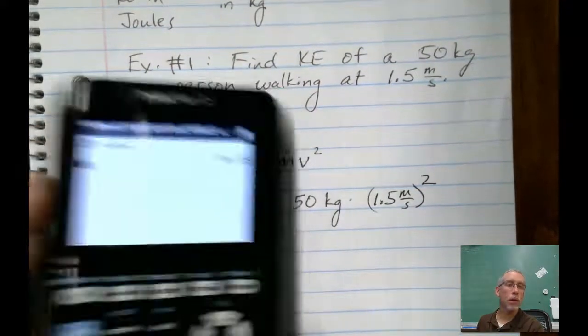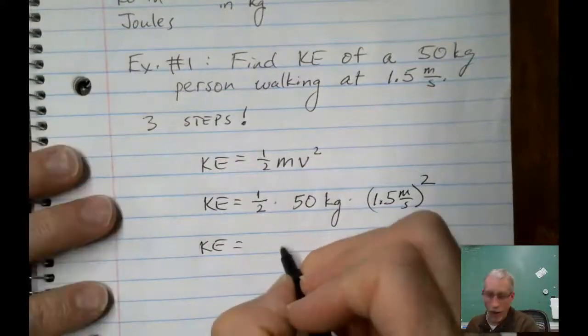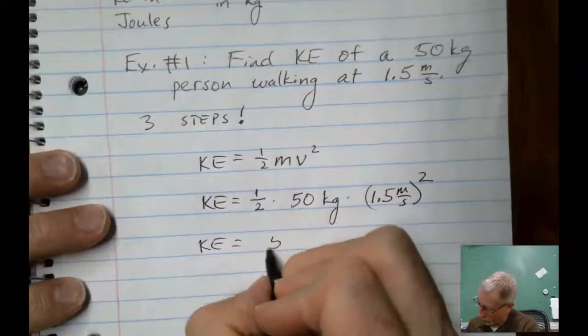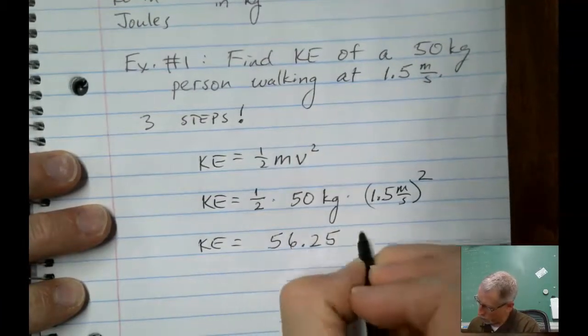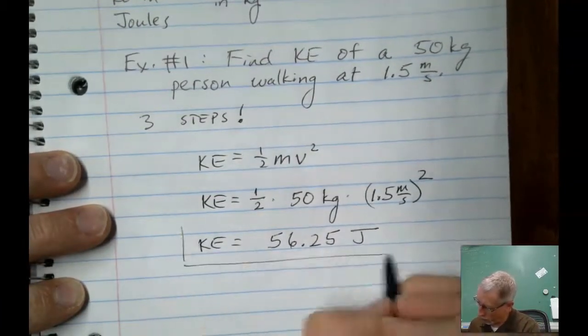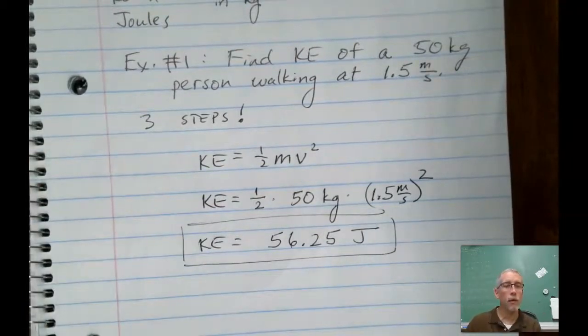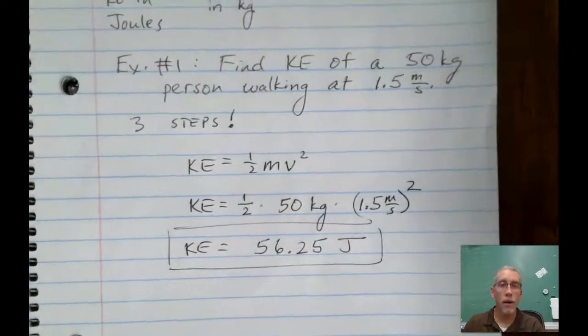56.25 is what we get there. Now you could round that, but it's only 4 digits, so it's not that bad. And always put the units when you're done. I like to put a little box or a circle around the final answer. That's how we calculate a kinetic energy.